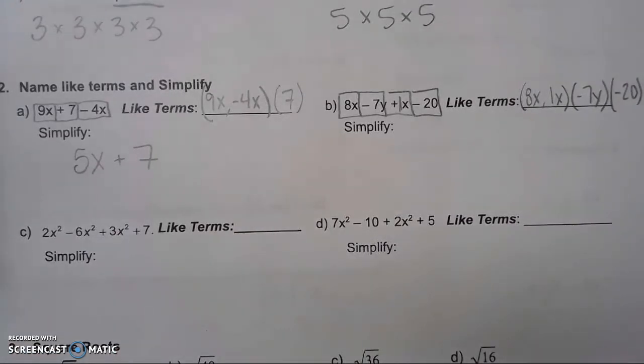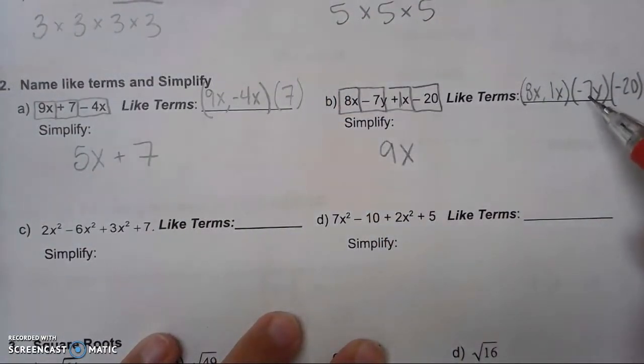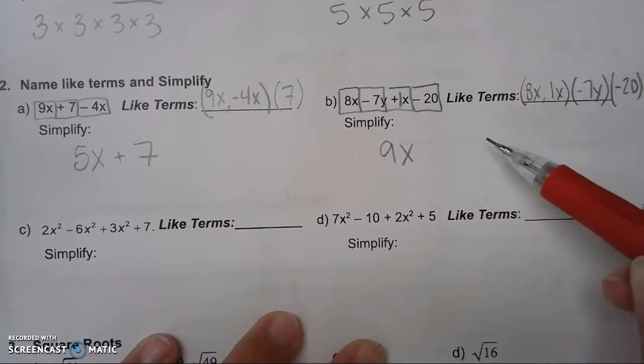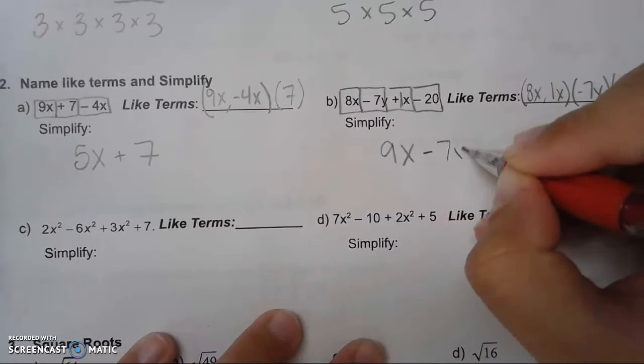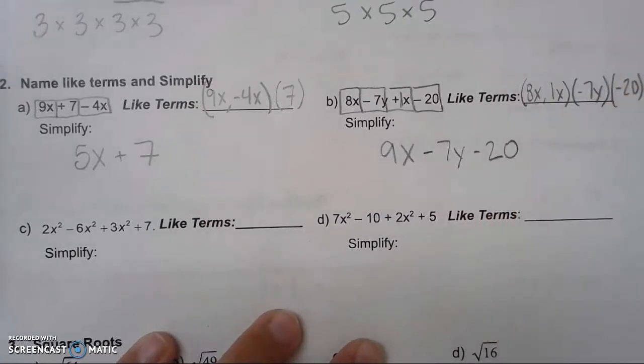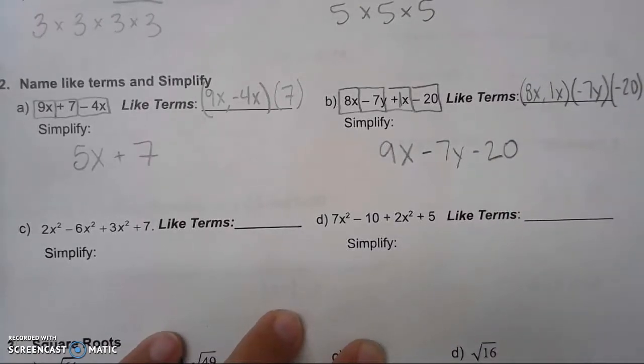So when I go to simplify, I can only simplify like terms. So in this first parentheses, I can simplify 8x plus 1x to give me 9x. And then since this negative 7y and negative 20 are by themselves, I'm just going to drop them down with the 9x. So that's what I should get. Or if you change this to adding a negative, you can do that as well, okay?